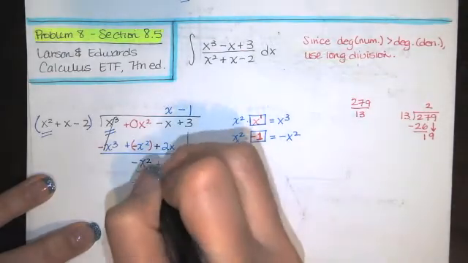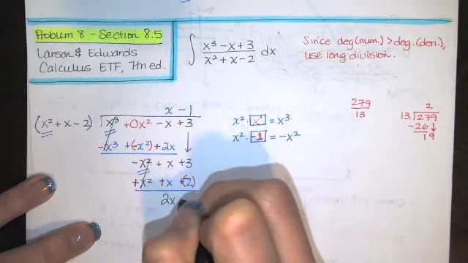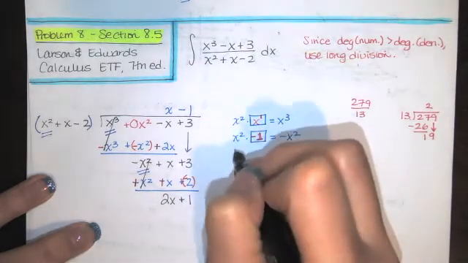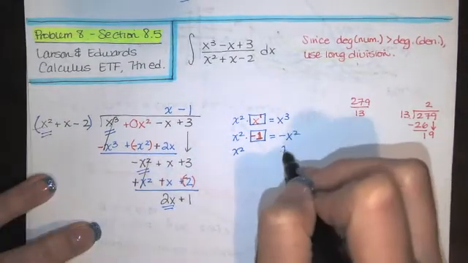This plus this is 0. X plus x is 2x. And 3 minus 2 is 1. And then we start the process again. We say x squared times what will give us this leading term here, which is 2x.